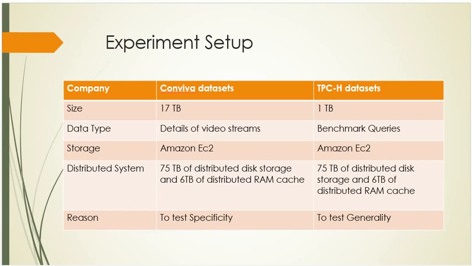To evaluate the performance of BlinkDB in real time, we set up two experiments. The Conviva and the TPCH datasets were 17 TB and 1 TB in size respectively, and were both stored across 100 Amazon EC2 extra large instance nodes. The cluster was configured to utilize 75 TB of distributed disk storage and 6 TB of distributed RAM cache.